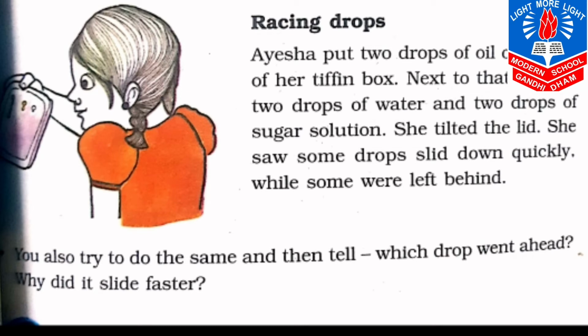Raising drops. Now Aisha put 2 drops of oil on the lid of her tiffin box, and next to that she put 2 drops of water and 2 drops of sugar solution. Now she tilted the lid. Lid means here जिसको हम लोग ढक्कन बोलते हैं. She saw some drops slide down quickly while some were left behind. So you can also try to do the same and tell which drop went ahead and why it slid faster. Students, this activity you will do on your own.